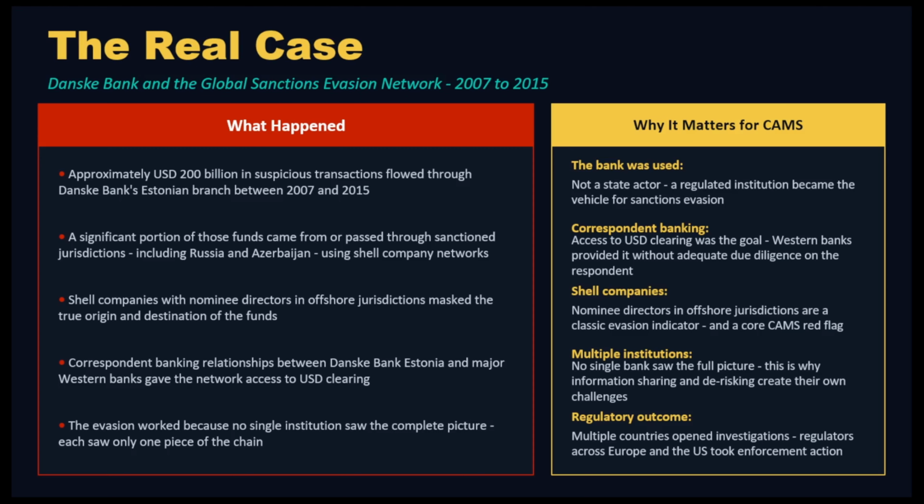In a way, no single institution saw the complete picture. Danske Bank in Estonia saw the payments from shell companies. The correspondent banks saw the payments from Danske Bank Estonia, and each institution saw only one link in the chain, and that is precisely how sophisticated sanctions evasion is designed to work. Now let's go into the details of what sanctions are and how they work.